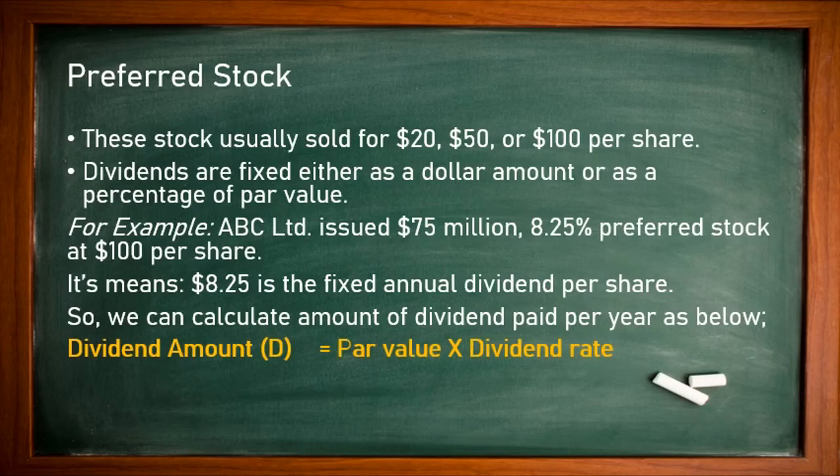Simple valuation formula. We calculate interest with the same formula as dividend. Dividend amount is normally represented by the letter D. In future we will continue with D, which is equal to the par value of the stock, meaning the share, multiplied by the dividend rate. Suppose we go with this example: the par value of the share is $100 and the dividend rate is 8.25%. So $8.25 per share will be paid every year to these shareholders who invested their money in this.